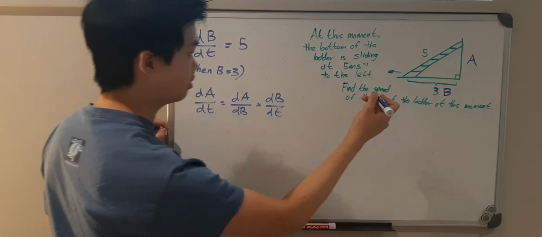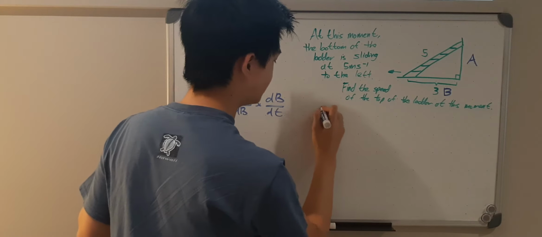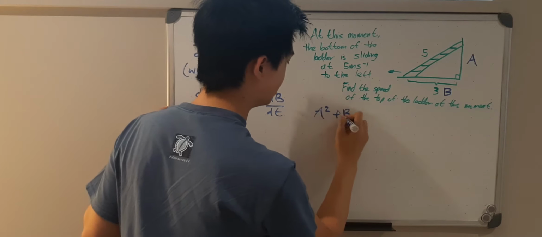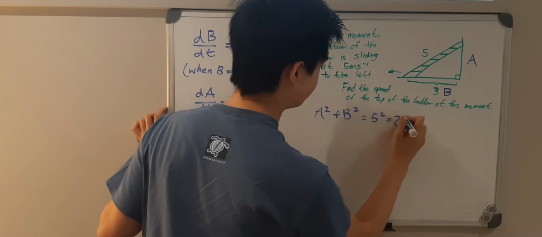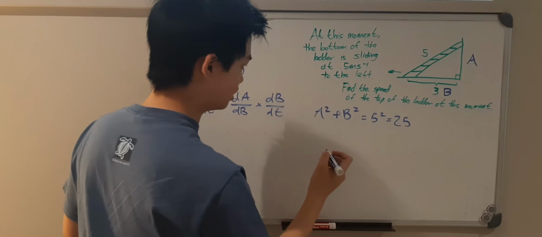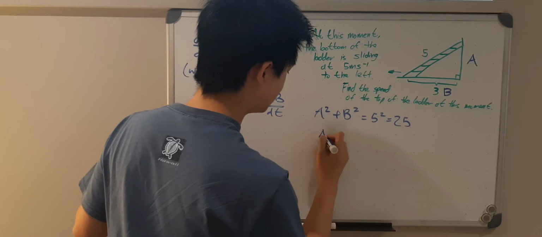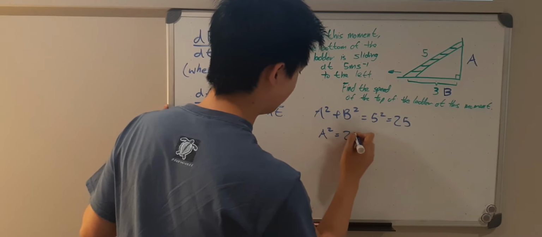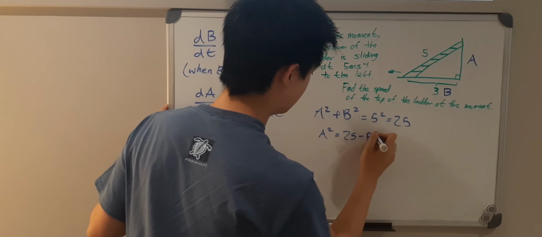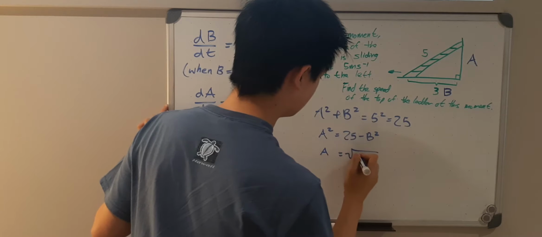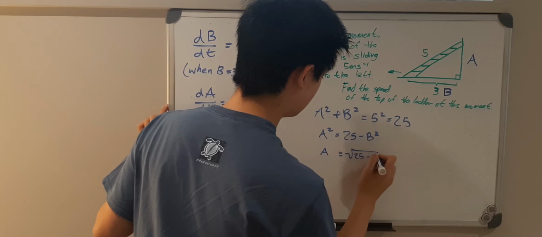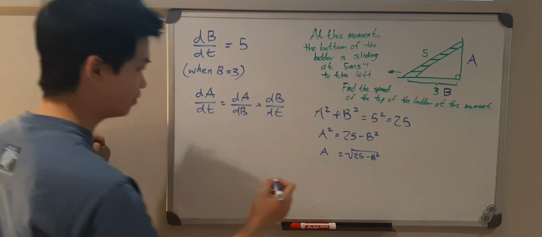So we know this is a right angle triangle, so a squared plus b squared is equal to 5 squared, which is equal to 25. Okay, so therefore a squared is equal to 25 minus b squared. We can square root both sides. Okay, now we can find the derivative.